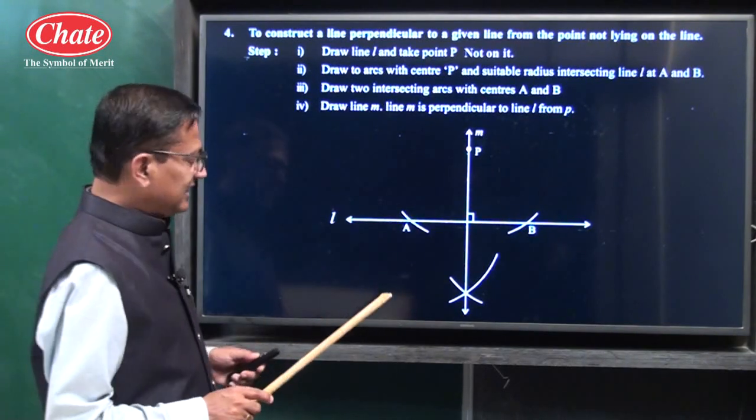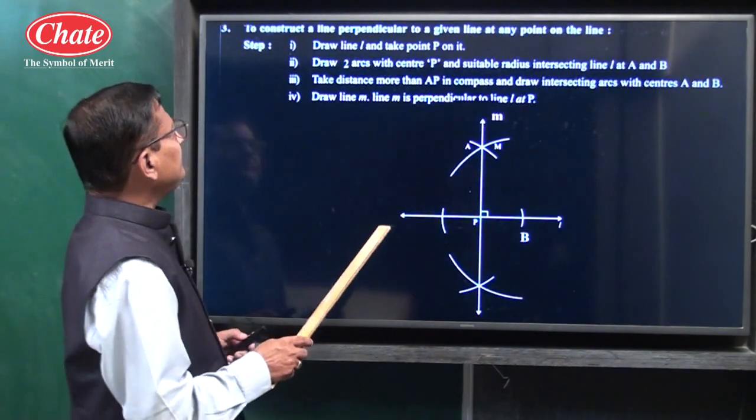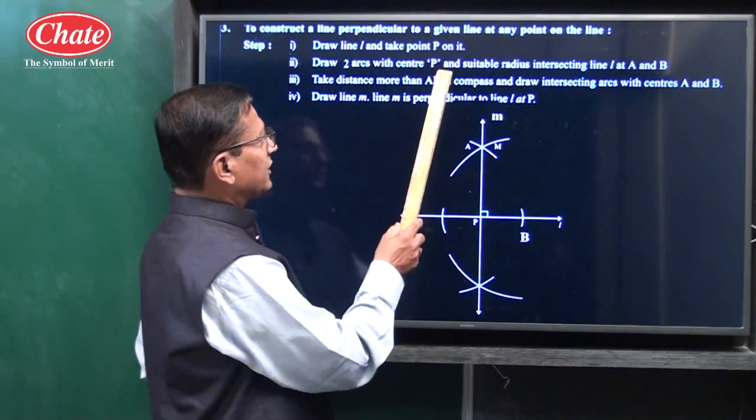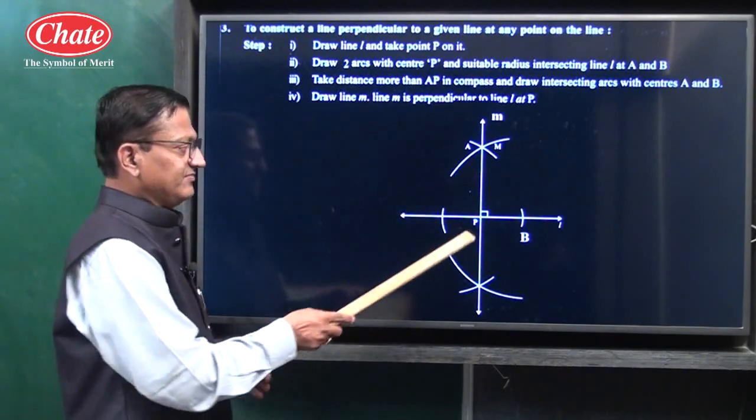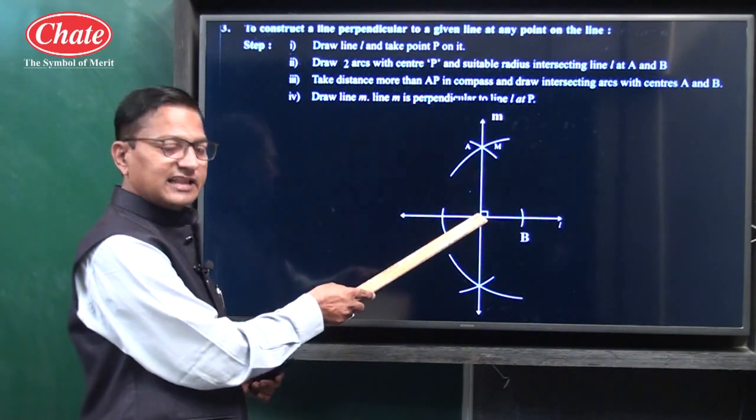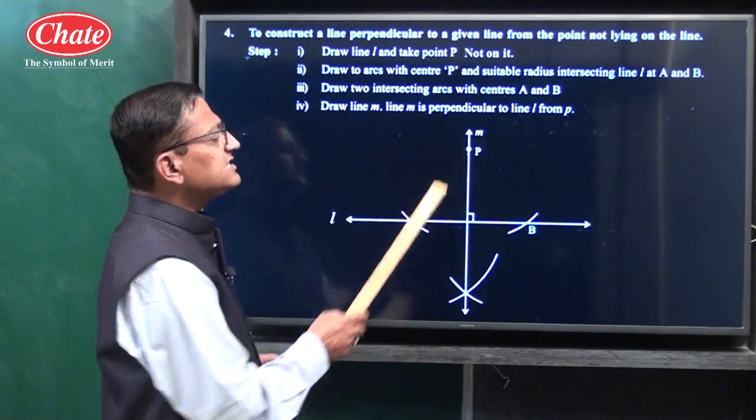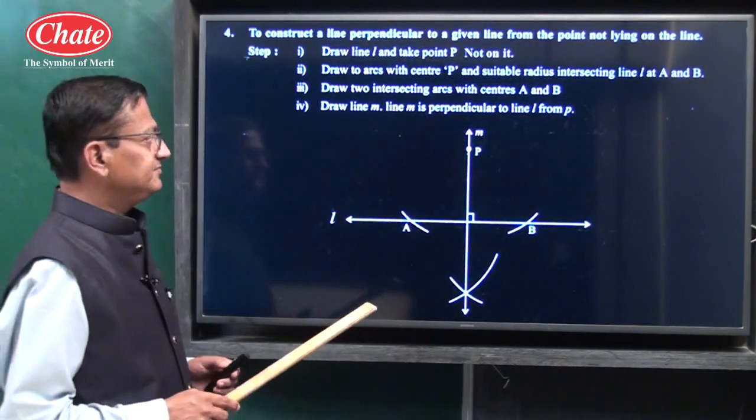Once again, there are two types. Number one, to construct a perpendicular to a given line at a point on the line. Here P is on the line, and here P is not on the line.